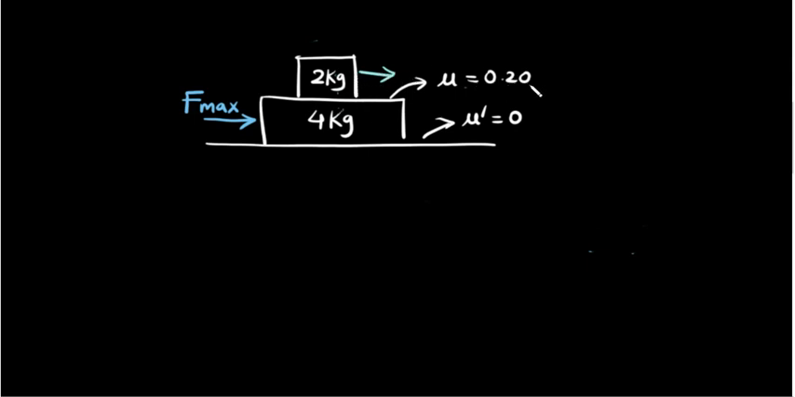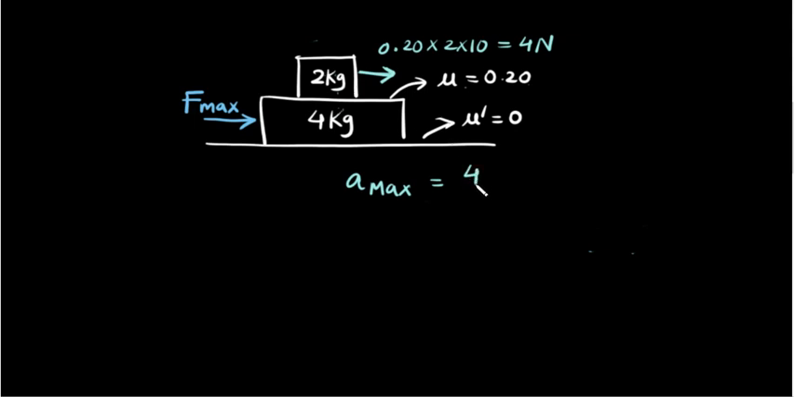So here mu is 0.20, so this will be 0.20 into 2 into 10, that is mu times n, that is 4 Newton force. So if you apply a 4 Newton force on this 2 kg block, then you have the possibility that both the blocks will move together. If you apply more force than that, then there will be relative motion. Now let's find out the acceleration in that case, the acceleration in the maximum case, right?